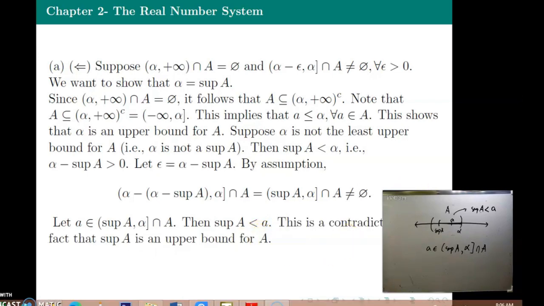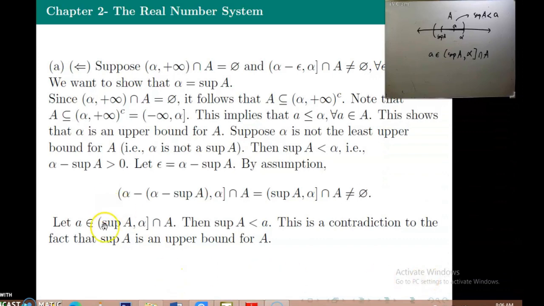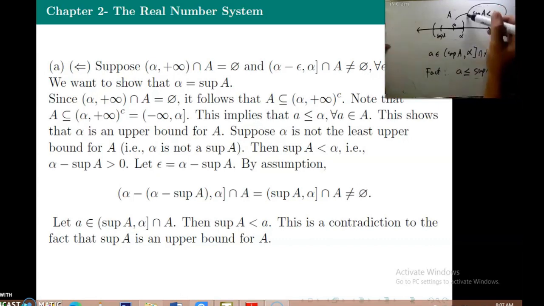So we have this one. This is a contradiction. A contradiction to the fact that the supremum of A is an upper bound for A. Because we all know that the fact is a should be less than or equal to the supremum of A, the supremum being the least upper bound of A. So this is the fact, and then we have come up to this. So we have a contradiction to the statement.